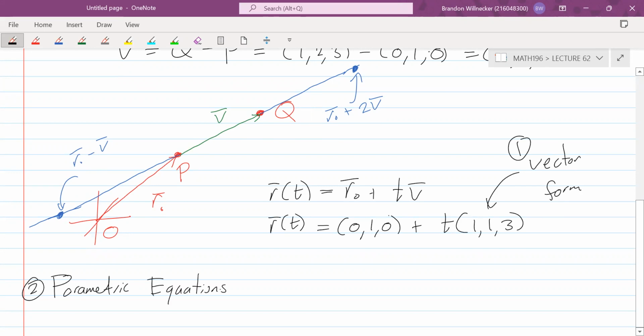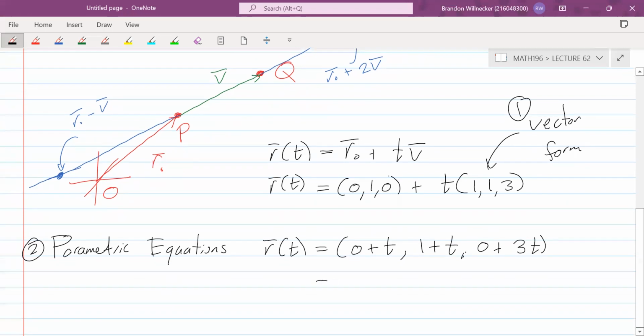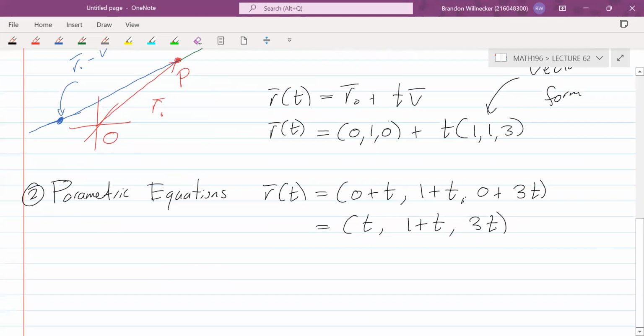Remember what we do for that. We add up the vector to get a single vector. So R of t is going to be 0 plus t, 1 plus t, and 0 plus 3t. We can simplify that to just t, 1 plus t, 3t. And again, we just identify the components. The first one, we call that x. The second one, we call that y. The third one, we call that z.